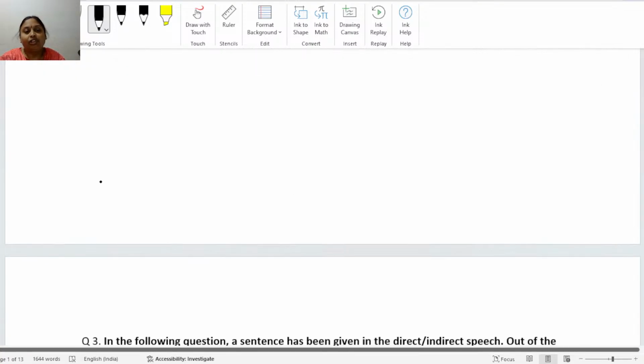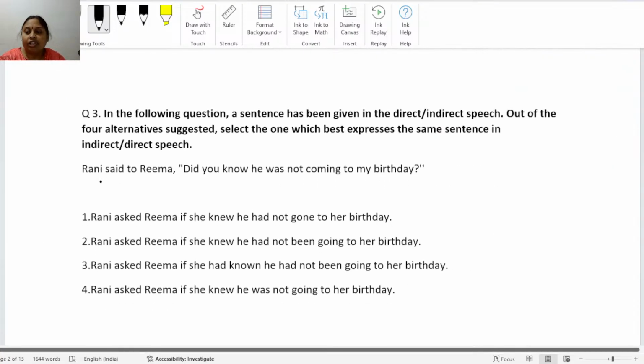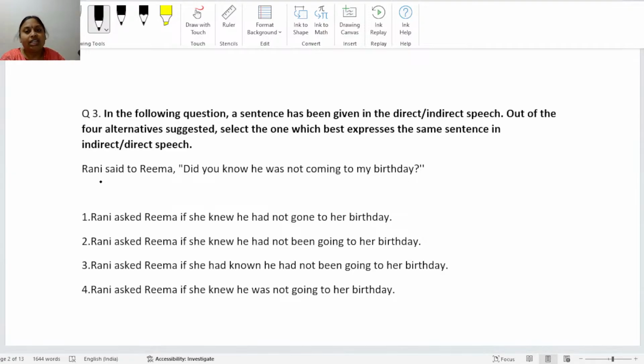So now we will go for the third question. Here what they have given in the question: a sentence has been given in the direct or indirect speech. Out of the four alternatives suggested, select the one which best expresses the same sentence in the indirect or direct speech. So here, Rani is the first person.